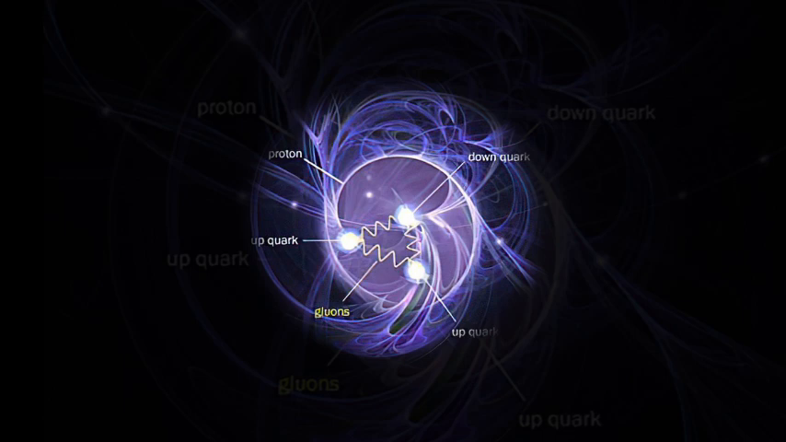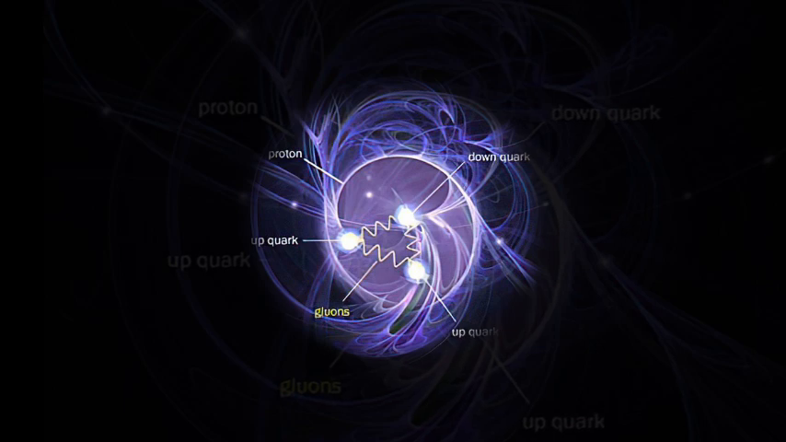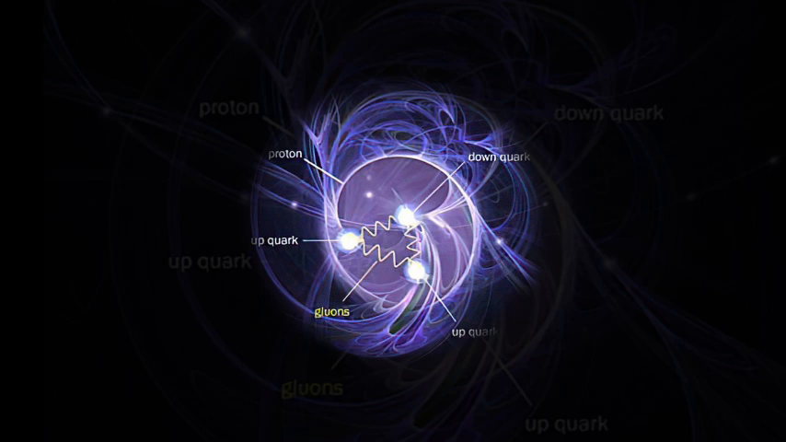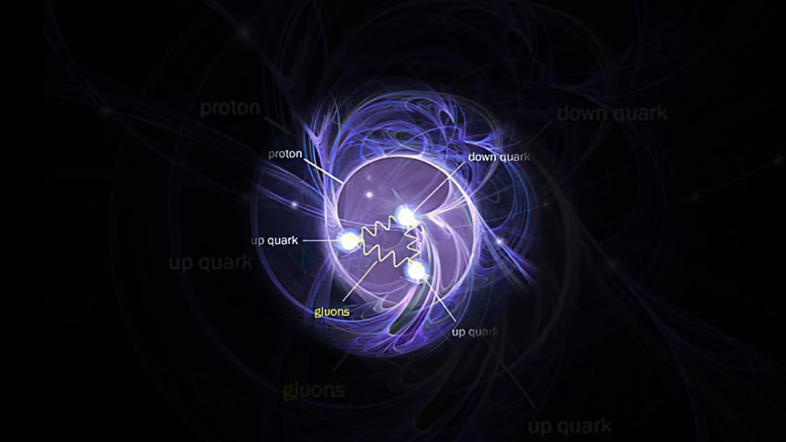These are incredibly small particles. They are held together by something called gluons. They carry strong nuclear forces to join these quarks together. There are 6 different types of quarks: up, down, charm, strange, top, and bottom quarks.